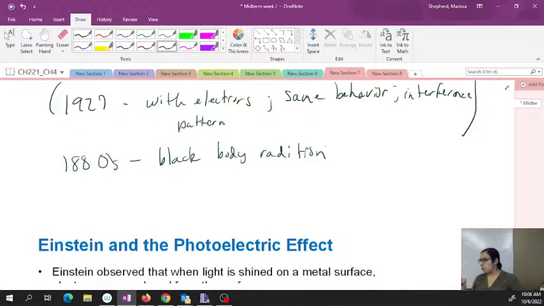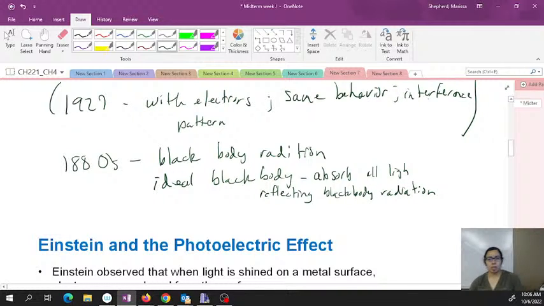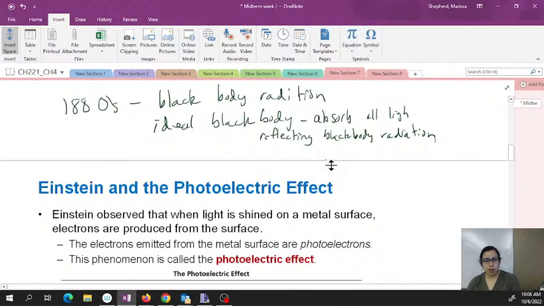And then you have what's called a perfect black body, or ideal black body. And so this is in theory. So an ideal black body would be completely black, and it'd be absorbing every single spectrum of light, so it would absorb everything. But then whatever it absorbs, it also reflects, so it's going to be reflecting black body radiation. And so again, everything gives off black body radiation.